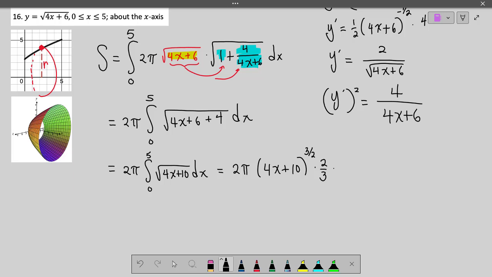But then we have the chain rule piece. The derivative of 4x plus 10 is 4. And do we divide or multiply by that 4? Divide. You mean multiply the denominator? Yes, multiply the denominator by 4. In other words, divide by 4. So we'll take that derivative and divide by 4, multiply by 4, the same thing. So we get that.